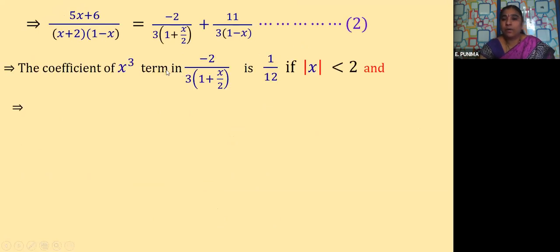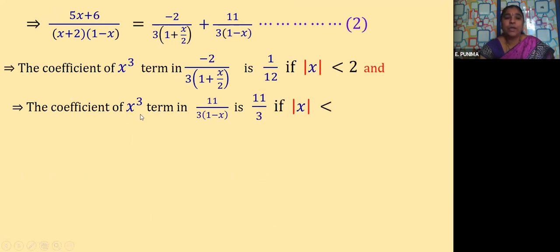Let us write them. The coefficient of x cube in the first partial fraction is 1 by 12, where mod x is less than 2. In the second partial fraction, the coefficient of x cube is 11 by 3, if mod x is less than 1. If you observe the two conditions, children, here it is mod x less than 2 and here mod x less than 1.